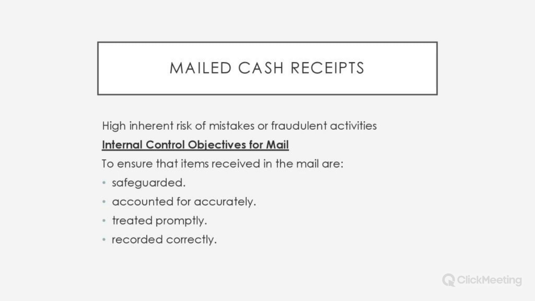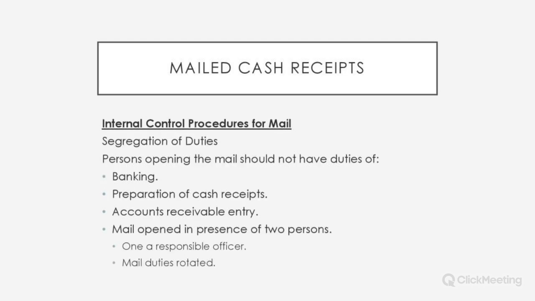It's not very common now, but it used to be that customers would pay cash by mail. And that type of transaction is inherently very risky because cash is always susceptible to theft. So internal control objectives for mail cash receipts are first that it should be safeguarded, accounted accurately, treated promptly, and recorded correctly. To do this, there should be segregation of duties in place.